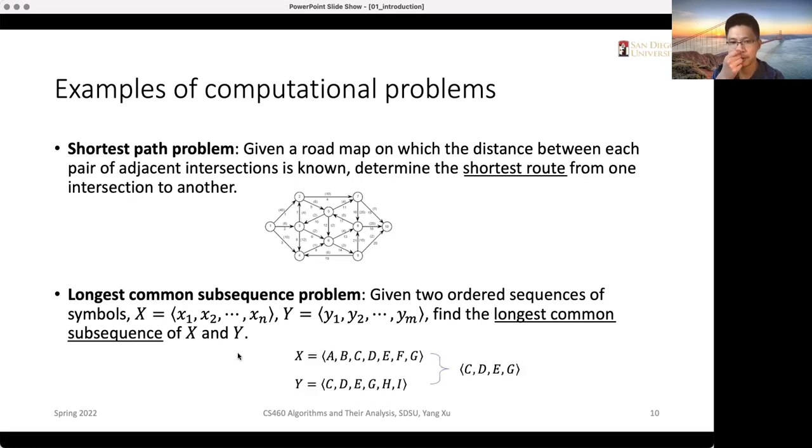Okay. In the example here, when we have x equals a, b, c, d, e, f, g, and y equals c, d, e, g, h, i, then the longest subsequence between the two will be c, d, e, and g, because c, d appears here, e is here, and g is here, right? And we cannot find any subsequences that's any longer. Okay, so it's a very typical example of applying dynamic programming algorithms.